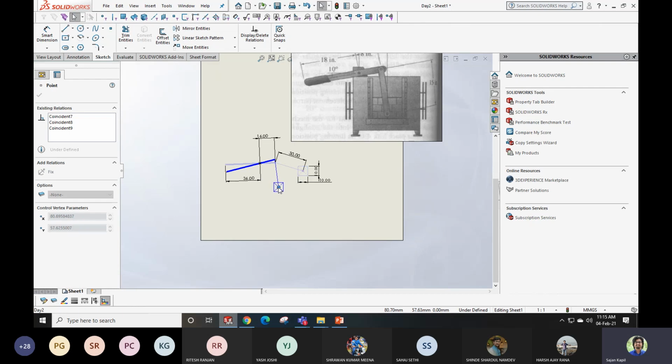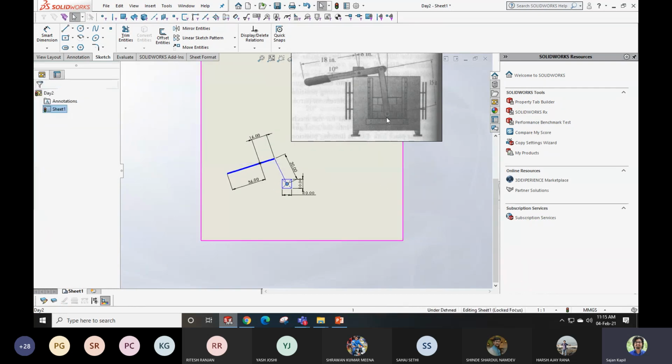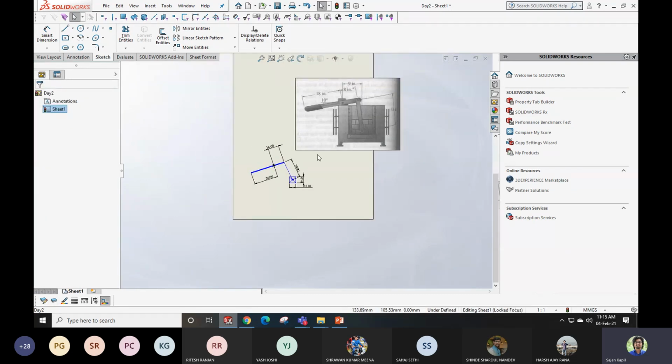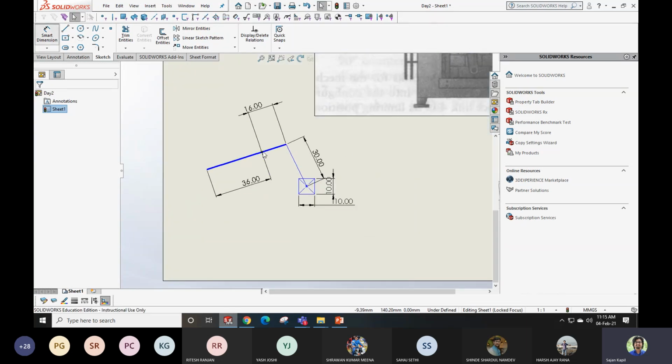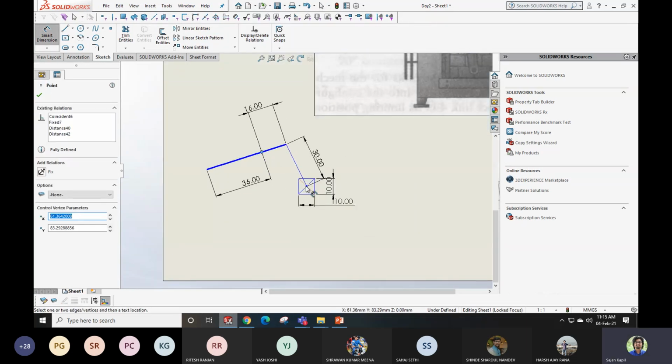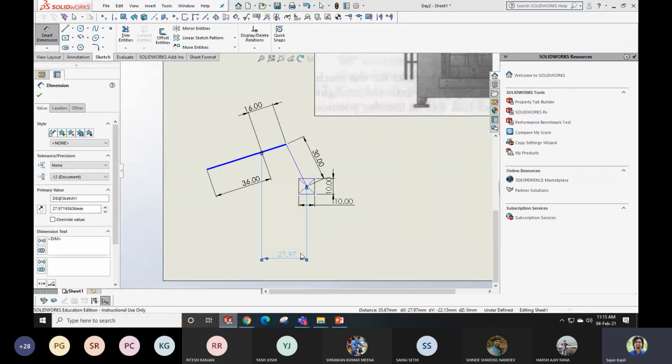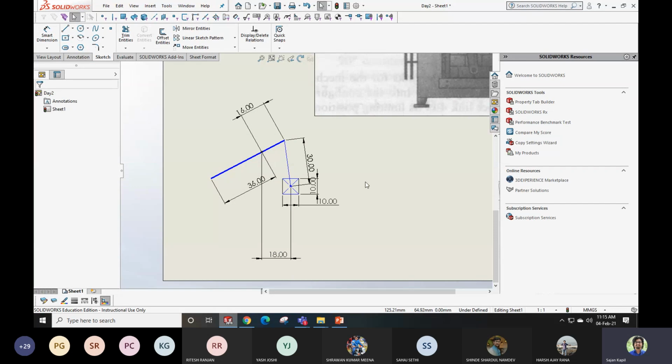Also, there is a vertical distance given to you. What is that vertical distance? This distance, 9 inch. Right? So this is nothing but 18 inch. So what I'll do, I'll create a point from here and a distance from here. It is given to us as 9 inch, which means 18. Correct? All the dimensions are correct?